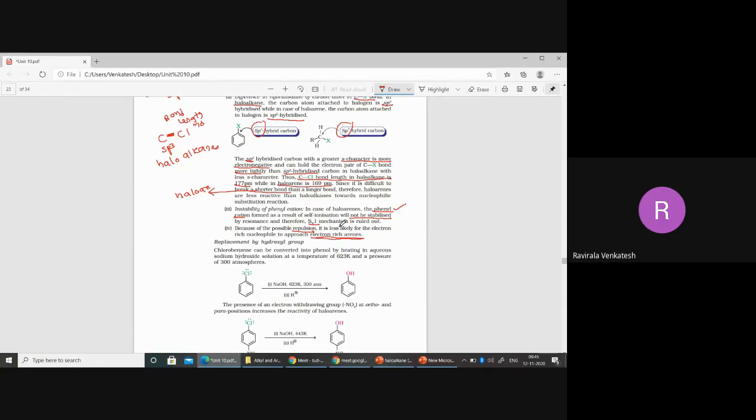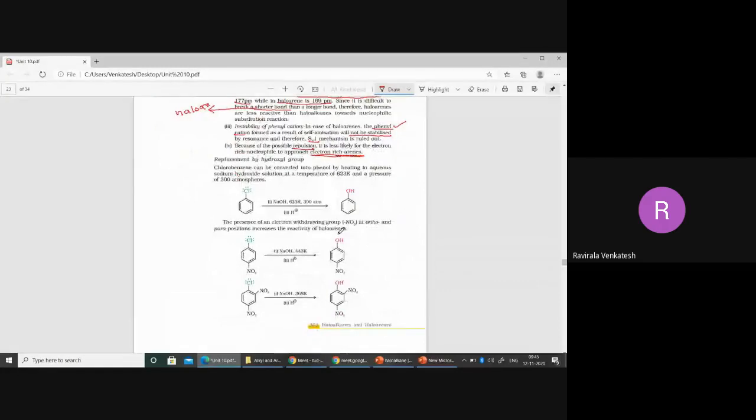Because of this, nucleophilic substitution reactions are very difficult to undergo on halo aryls, but easily undergo with alkyl halides. Understood here? Right. Any doubts you are having now regarding this?